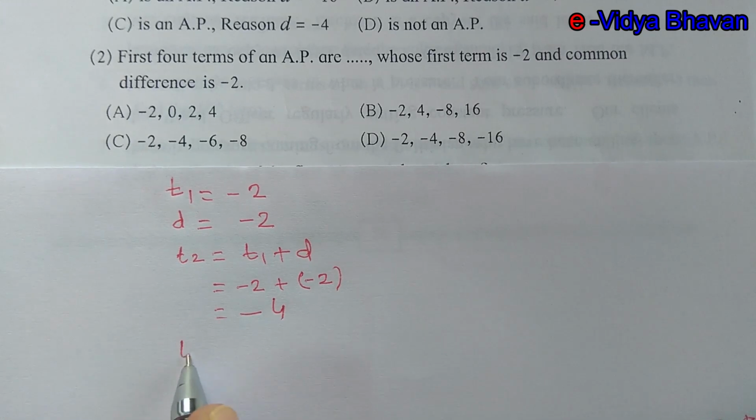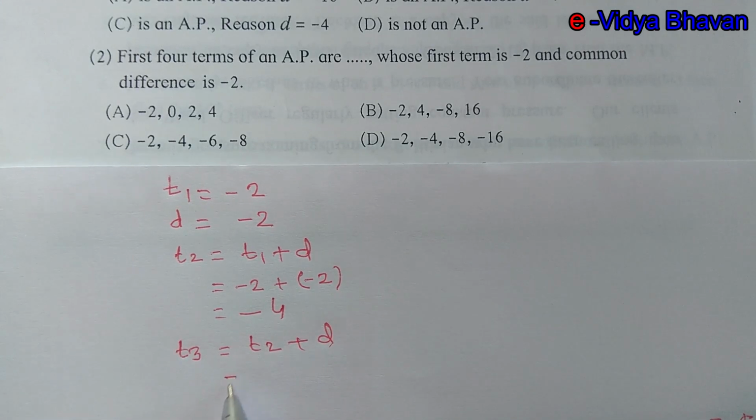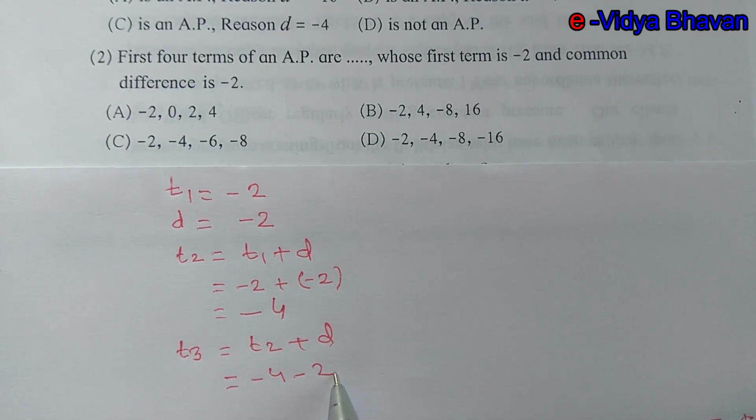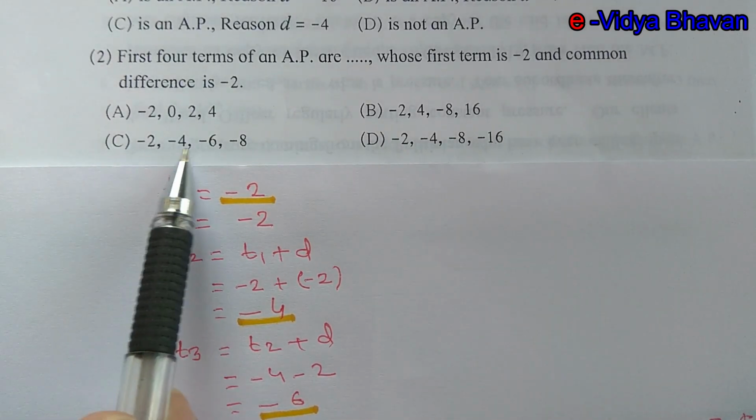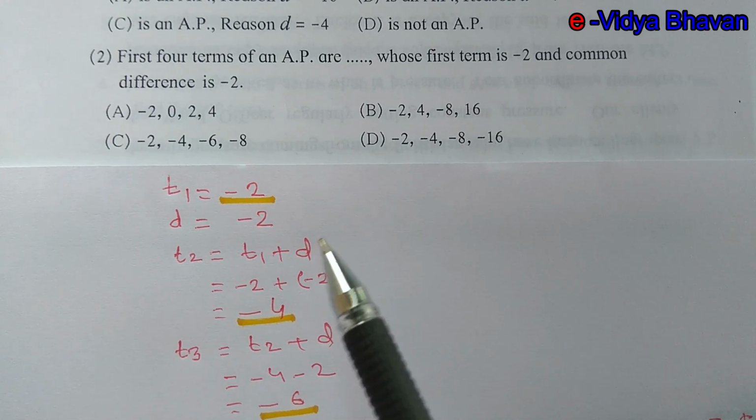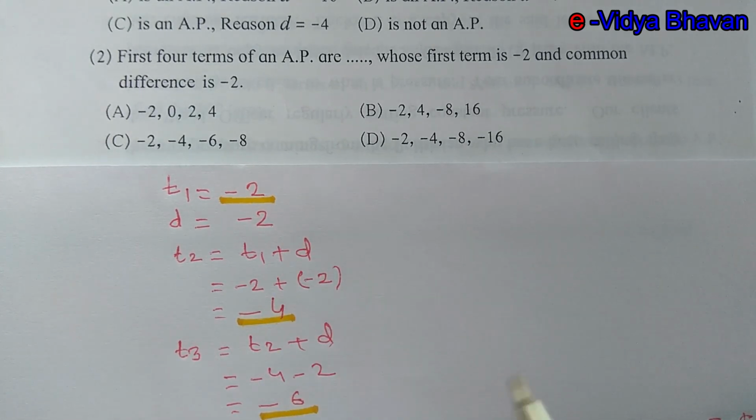Again T3 is nothing but what? T2 plus d, that is -4 and -2, you're going to get -6. That means there are 3 options you are getting here. First value T1 is -2, second is -4 and third is -6. And from here, seeing the options in your choice, you have C: -2, -4, -6. So we have the option C.